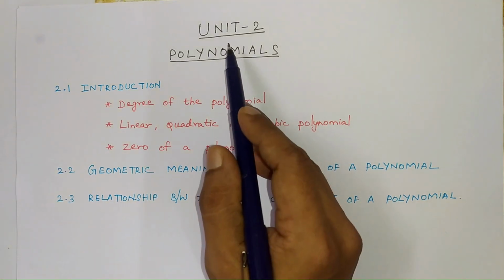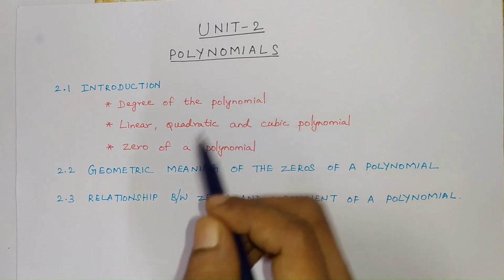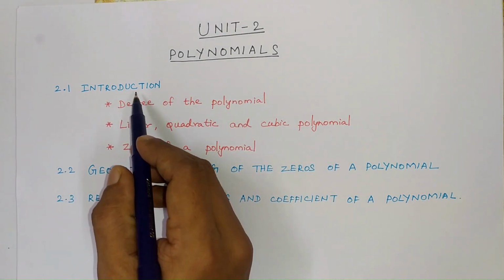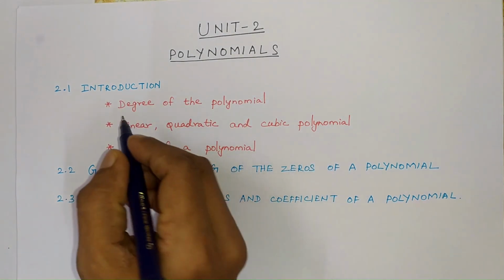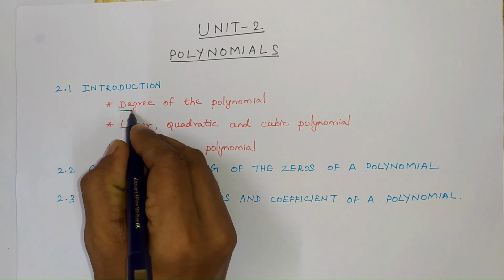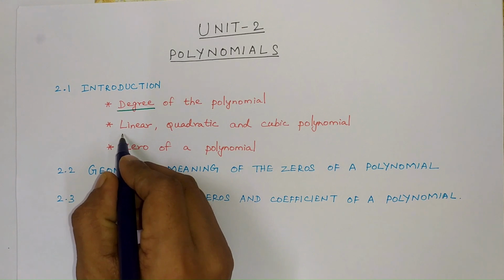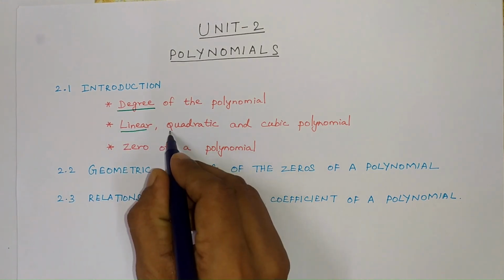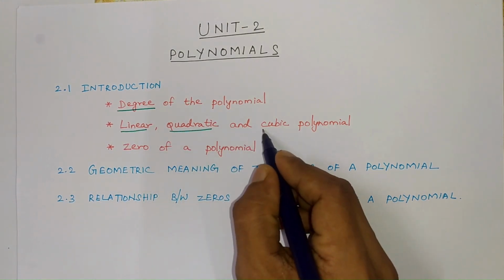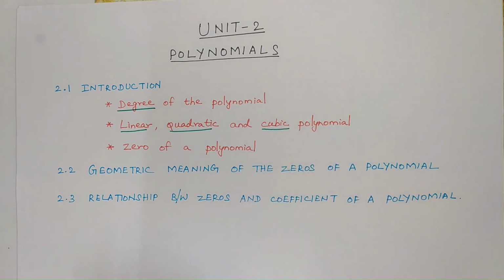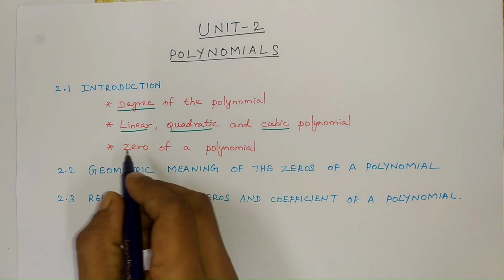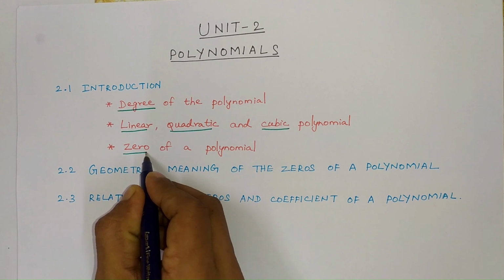In this video we will discuss unit 2, polynomials. First we will start with the introduction. In the introduction we will discuss what is called the degree of a polynomial. Then we will discuss what is meant by a linear polynomial, a quadratic, and also what is called a cubic polynomial. After that we will discuss what is meant by a zero of a polynomial.